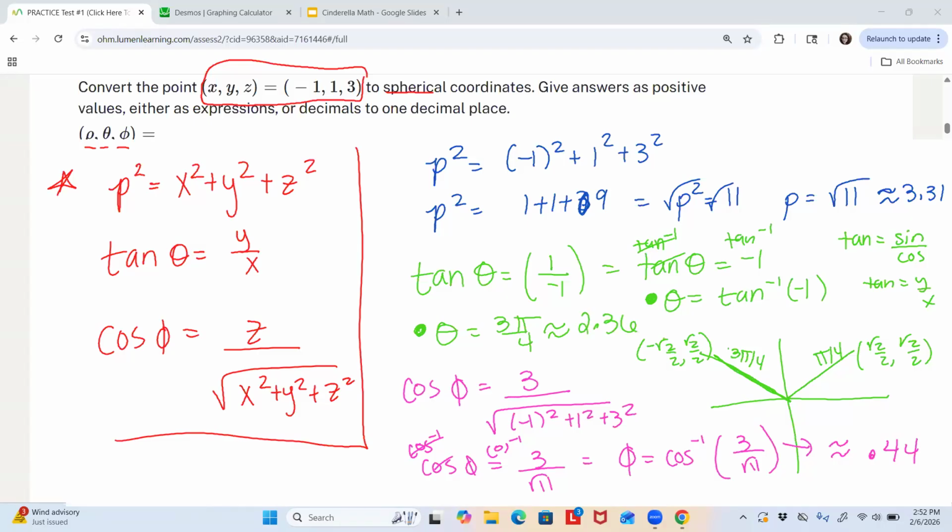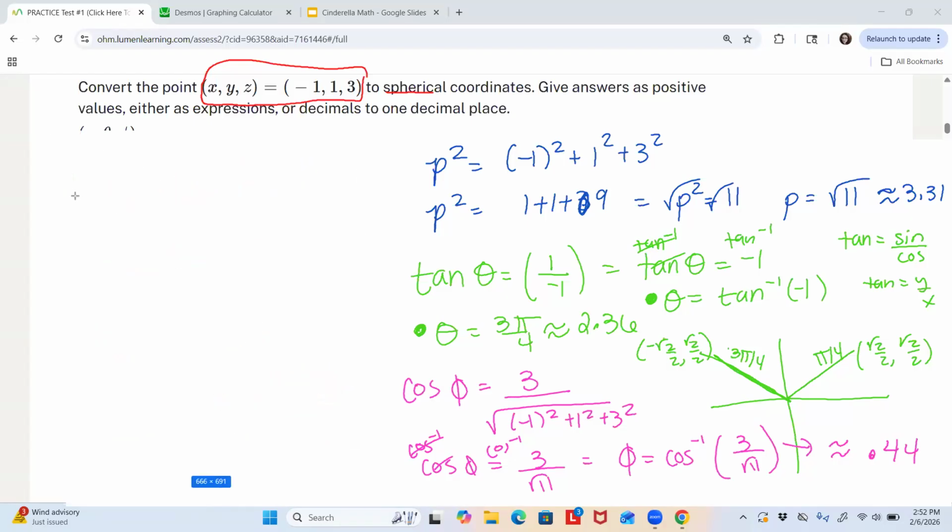Okay, so now, again, there's a couple different ways you could write this, but this is what I did so that this program here, Lumen, accepted it. So I got for rho, root 11. For theta, I got 3 pi over 4 once we evaluated that tan inverse using our unit circle knowledge. And for phi, I got cos inverse of 3 over root 11. That's the answer I put in that they accepted.